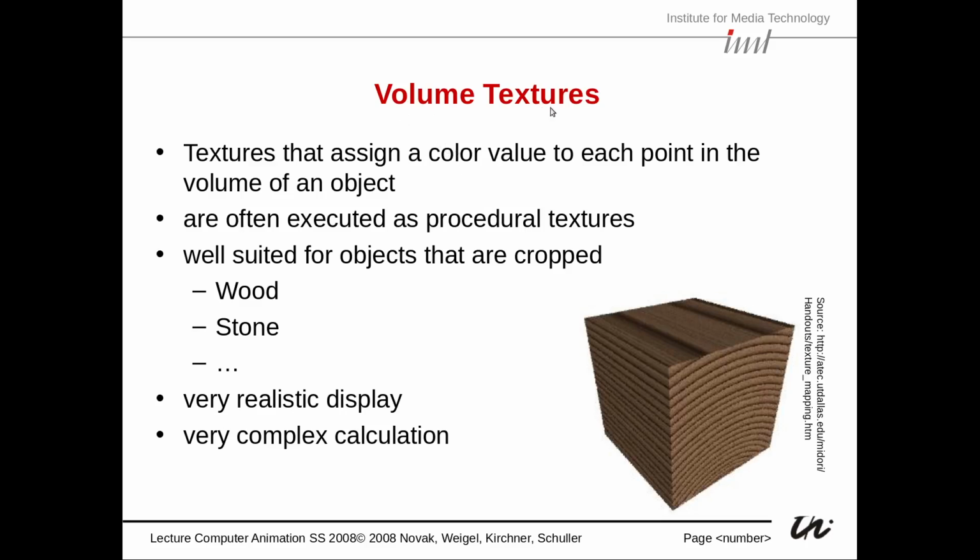And this is basically also volume textures. These are textures that assign a color value to each point in the volume of an object. So not just the surface, but the volume. And they are often executed as procedural textures because that's easiest to make a 3D texture. It's kind of hard to take a picture and make it 3D. They are well suited for objects that are carved, like wood, stone, and so on. And they look very realistic, but they have a very complex calculation.